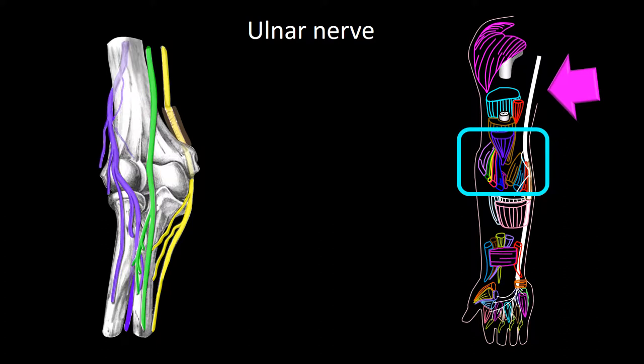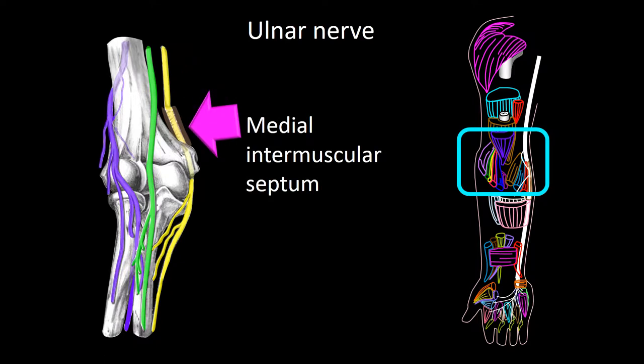And now, if you turn your attention to the other side, you can see a drawing showing the relation between the nerves of the forearm and the bones of the elbow. As you can see, this view is from the front. The arrow is now pointing to the medial intramuscular septum. This septum divides the arm muscles in two groups. Those in the front are flexors, those behind are extensors.